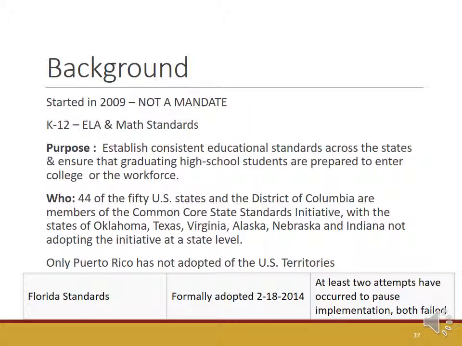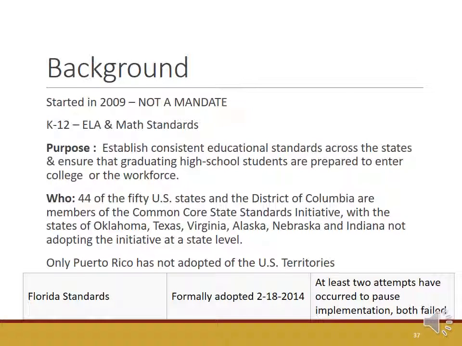So Florida created their Florida standards as an interpretation of what standards should be to accomplish Common Core. And since they adopted it, they've attempted twice to pause implementation, and that didn't work out. So as far as I know, we are continuing with Common Core and the Florida State Standards now that we have them in place.